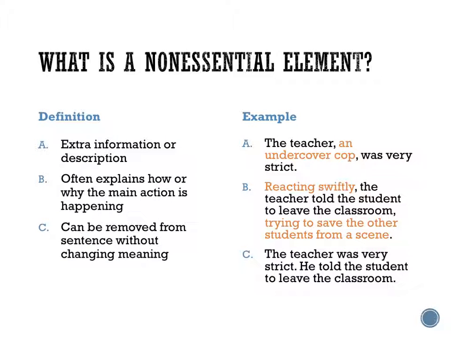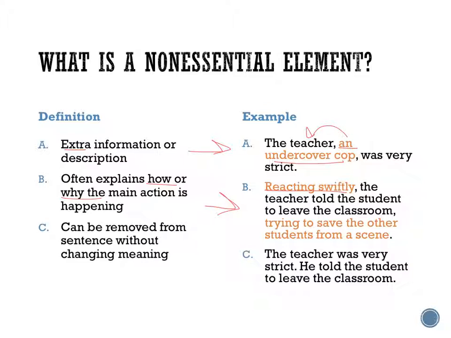First thing we should probably consider is what is a non-essential element. I've got some examples here for you too. So a non-essential element is extra information or description to help build up your sentences, build up the image that you're trying to portray. As an example, the teacher, an undercover cop, so I'm giving extra information about the teacher, was very strict. They could also explain how or why the main action is happening, and then we're modifying our verb with our non-essential element.